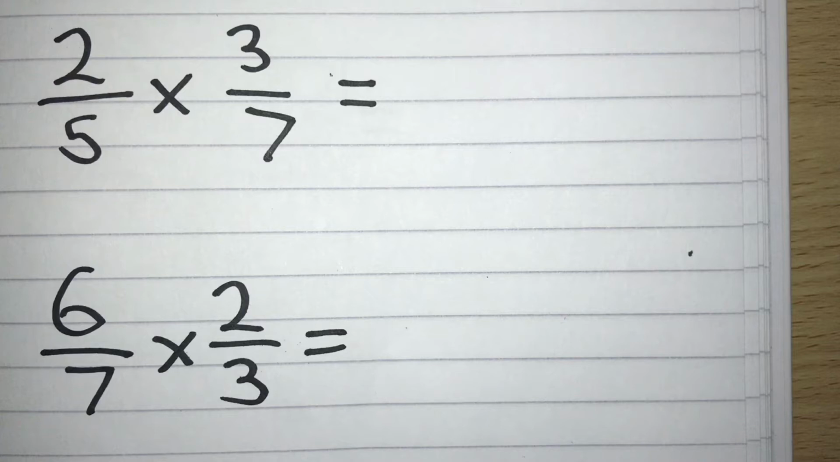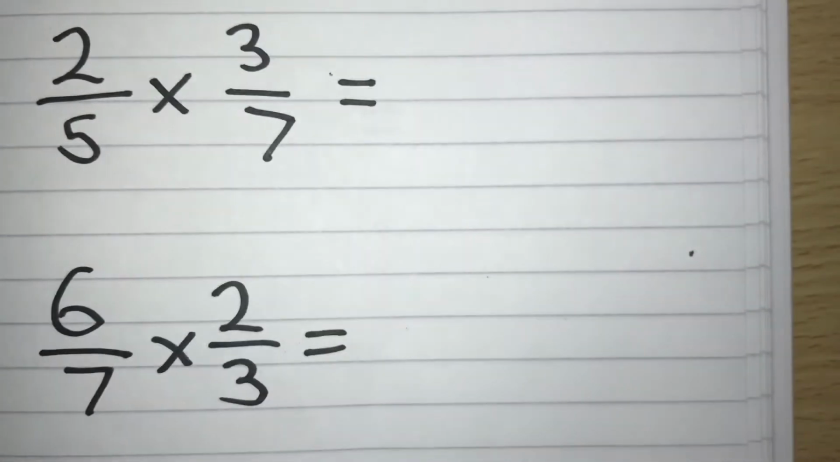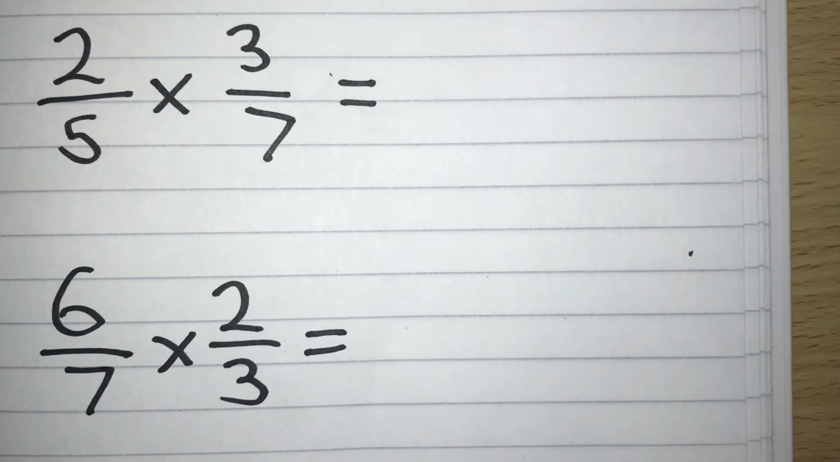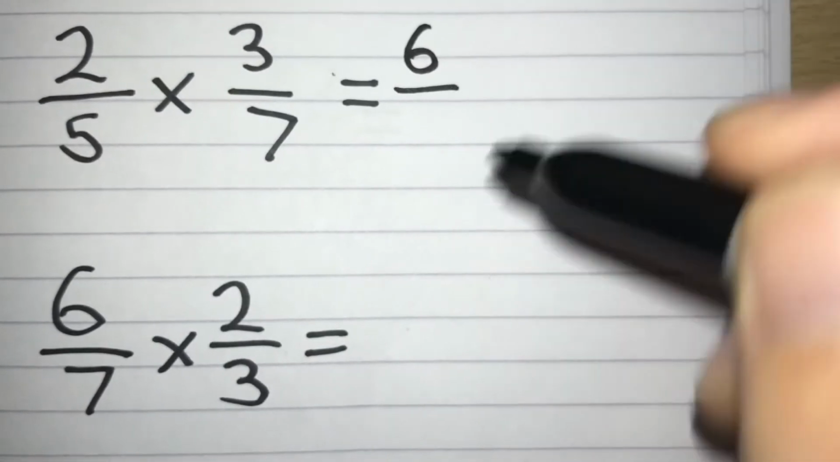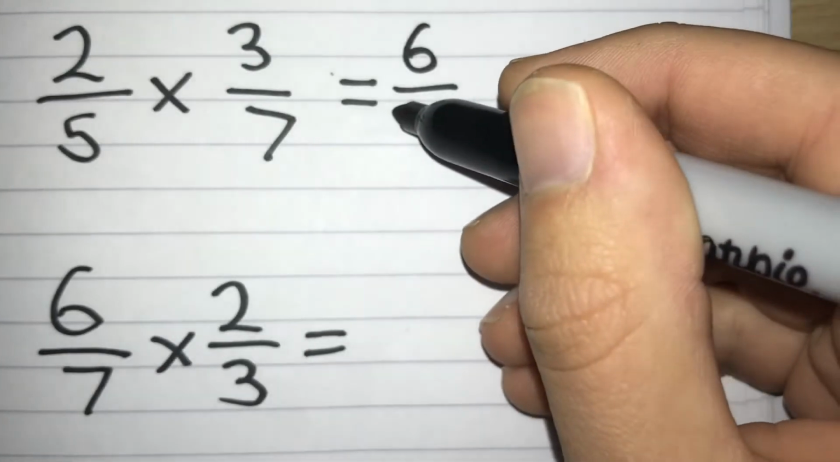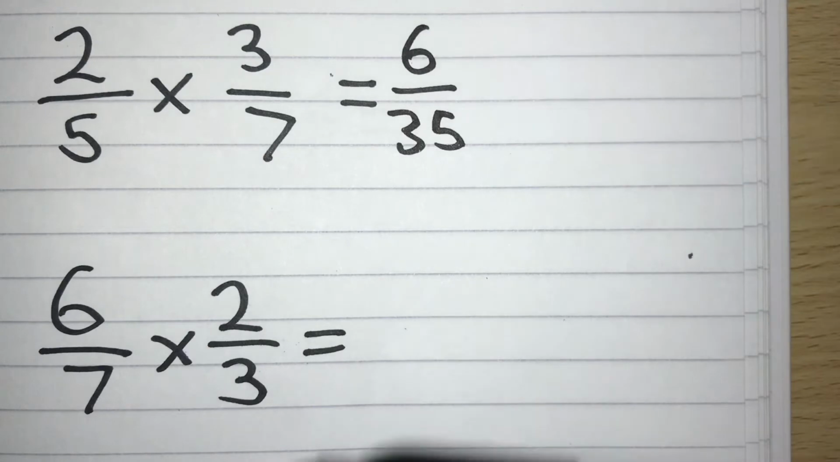In this video we're going to take a look at multiplying fractions. Now, starting off with some smaller numbers, all we need to do is multiply our two numerators together and then multiply our two denominators together and then see if we can simplify after. So 2 times 3 gives us 6, 5 times 7 gives us 35. And now in this example we can't actually simplify this any further, so we leave it as it is.